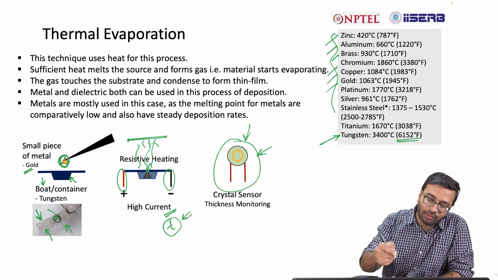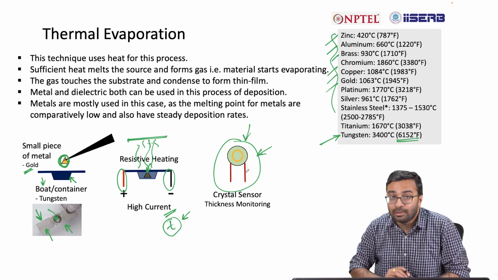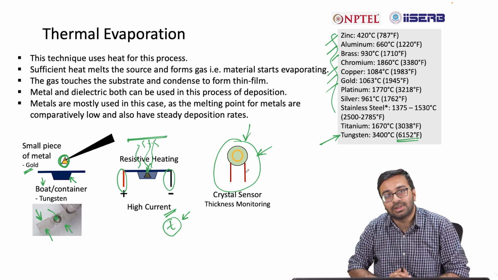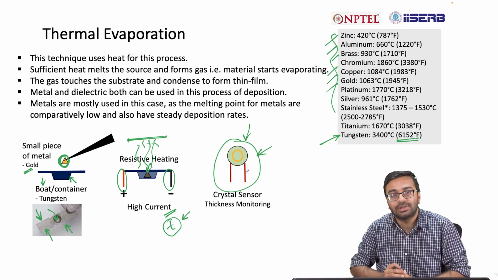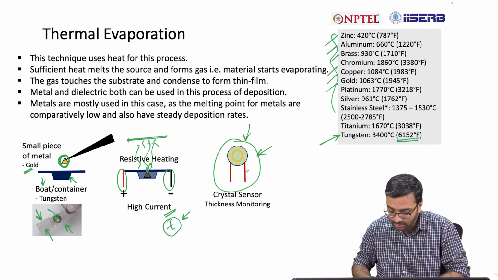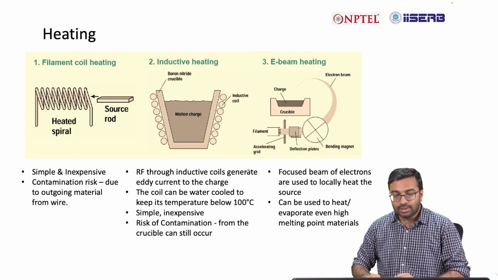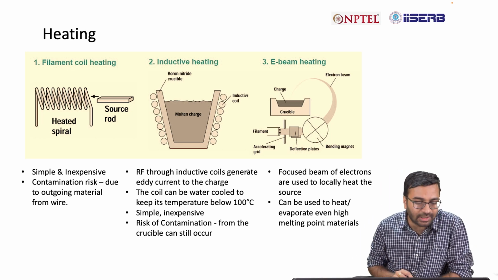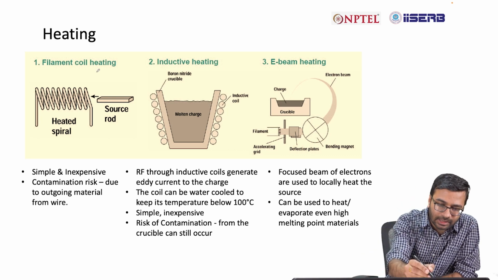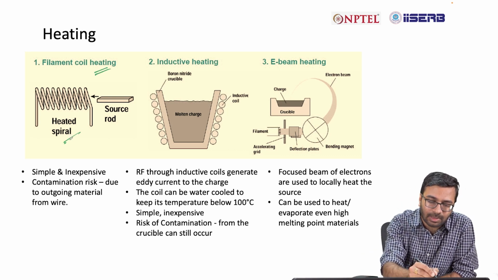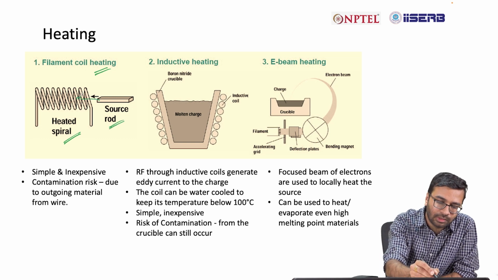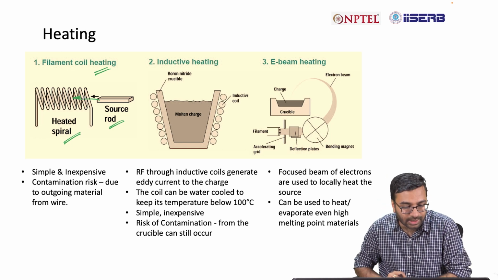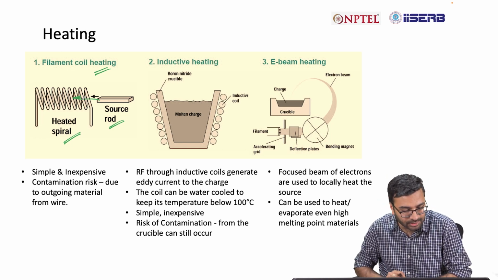Okay. But if you have a crystal sensor inside, in situ, while the deposition is going on, you can monitor what is the thickness of that material on top of the substrate. Okay. So, there are various heating techniques available. The one that we have said is resistive heating. So, this is like a filament coil heating that is shown over here. So, you have a heated spiral, you have a source rod, you put this inside the filament, and then you can start the evaporation technique.